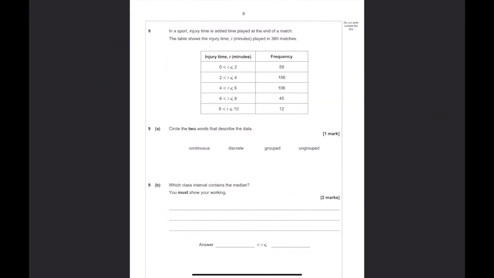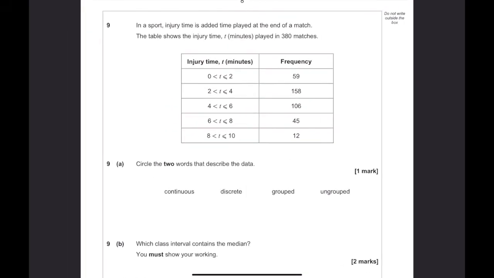In a sport, injury time is added time played at the end of the match. Here we have a table showing the injury time played in 380 matches. Circle 2 words that describe the data. They are continuous and they are grouped. Because these are continuous ranges here, and it is grouped data.